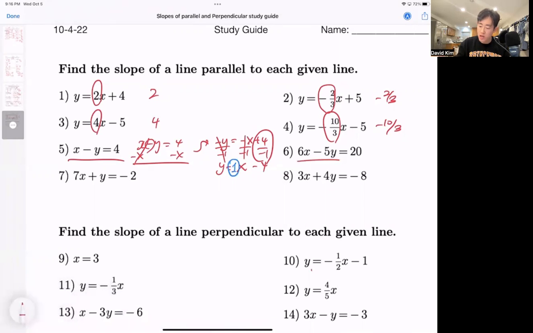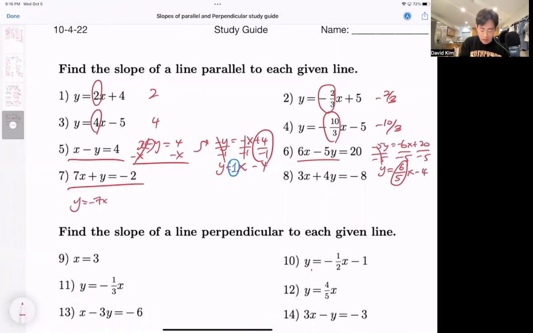Number 6, same thing. If you move it around, you get -5y equals -6x plus 20. Divide by -5 on everything. You get y is equal to 6 over 5x minus 4. So the slope should be 6 over 5. Parallel will be 6 over 5.